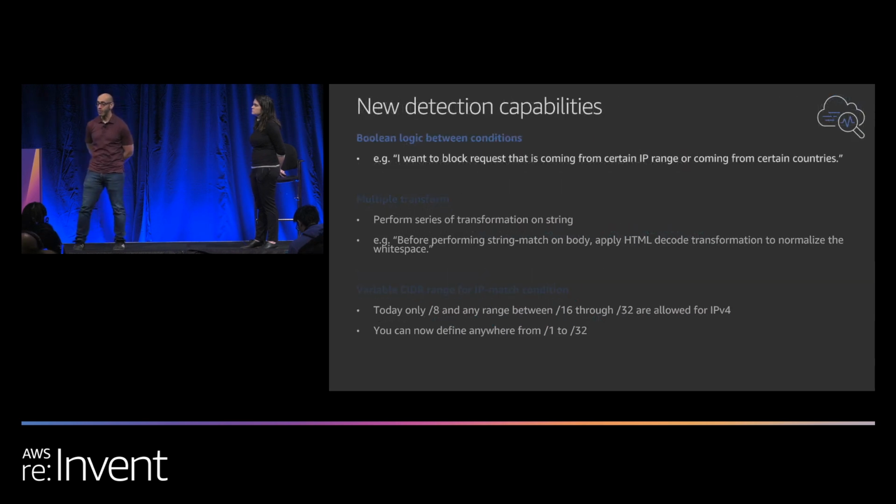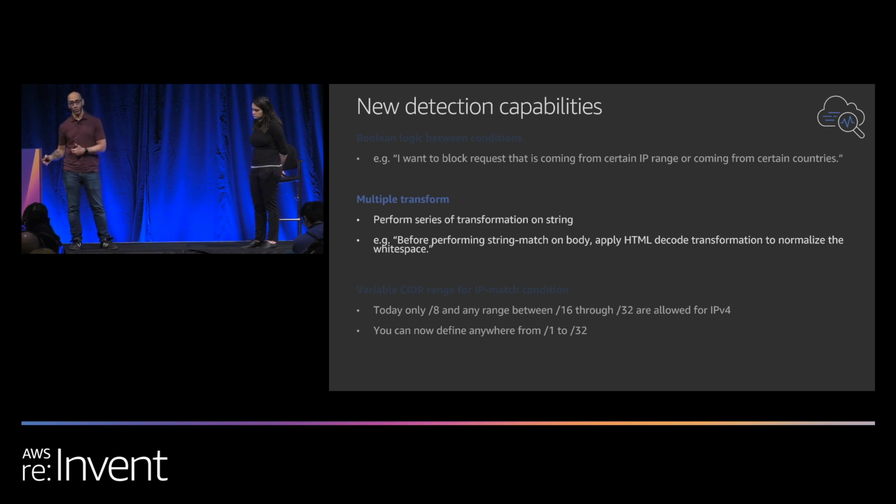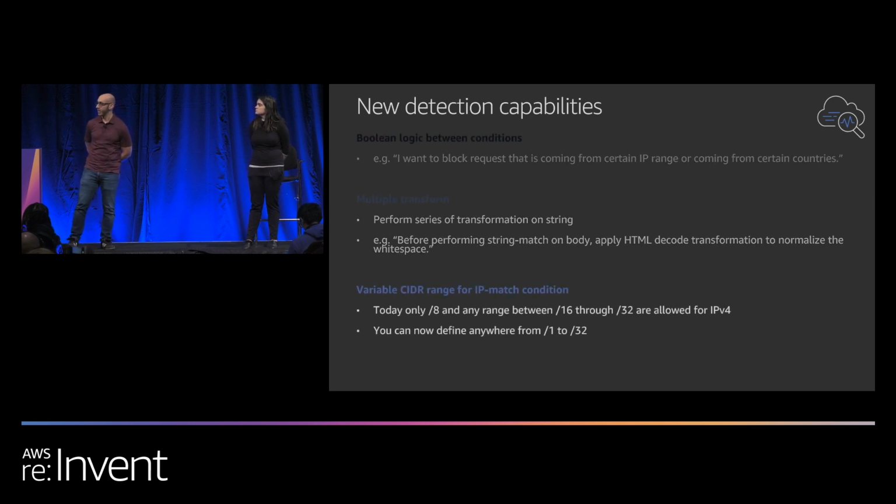And then, as Marisa was saying, we have a much more robust Boolean logic that's available. We've got a syntax, which we'll show you in a second here, that makes it a lot easier to identify when we want to say or, and, or not within our policies. And then multiple transformations. So things like HTML decoding, URL decoding, getting rid of white space. You can apply multiple transforms before WAF actually evaluates the policy, which makes it a little bit easier to write your rules if you know that everything's going to be, say, converted to lowercase ahead of time. And then the other thing that we're pretty excited about is we've got variable CIDR range support for IP matching. So where you're only able to get /8, 16, or 32, you can now define anywhere from 1 to 32.